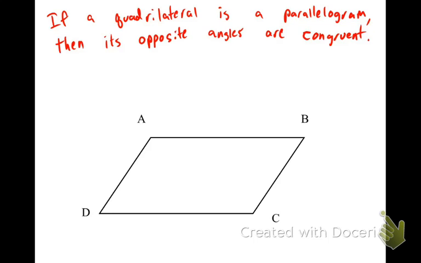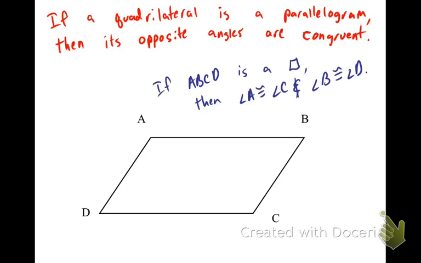And this is the second, or maybe the third idea, if you will. If you have a parallelogram, then the opposite angles are congruent. And we could do this proof too. I'm going to do it really quickly because it's the same proof as the one before.